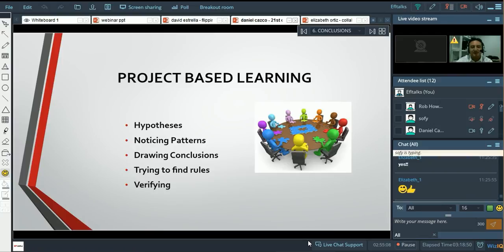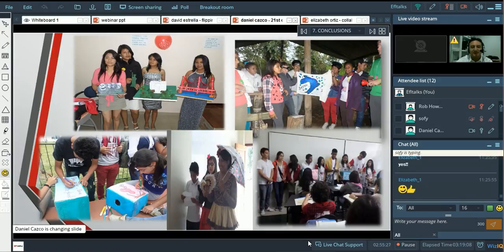They have to give their own hypotheses, choose their partners, draw conclusions, and try to find some rules to work in the project, such as which student takes which role in the group, and then they have to verify it. And as Vicky said at the beginning of these presentations, you have to give a final product, and that final product is a presentation or a video or something that will provide evidence about their work.